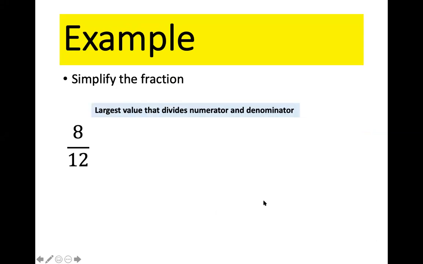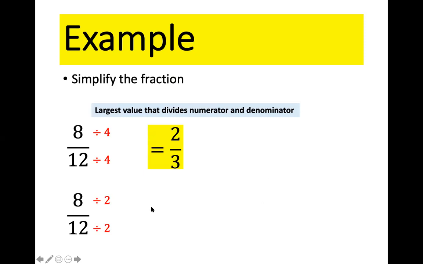Just as a reminder, we're looking for the greatest common factor, the largest number that goes into both the numerator and the denominator. In this case, it's 4. We divide top and bottom by the greatest common factor, and we have simplified that fraction. Now, you can also divide the numerator and denominator by any common factor. You just might have to do it more than once.